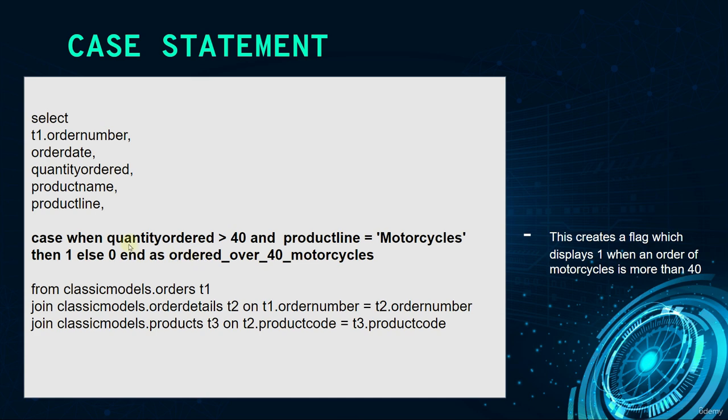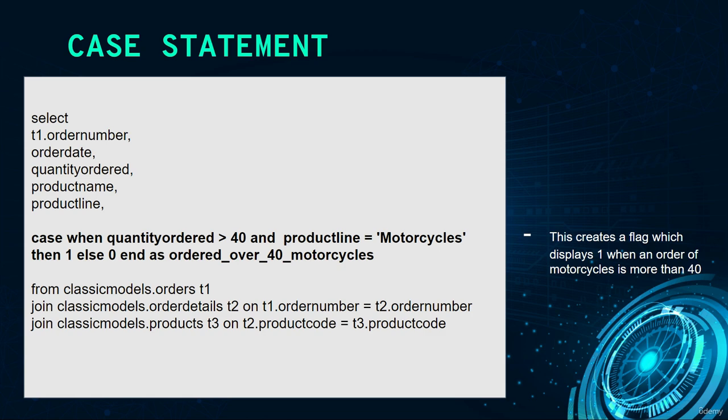And we do this by adding two conditions, where the first one is for the quantity ordered to be greater than 40, and the second one is where the product line equals motorcycles. And if both these conditions are met, then it will return 1. Otherwise, it will return 0, and then we just end as the name of our column.